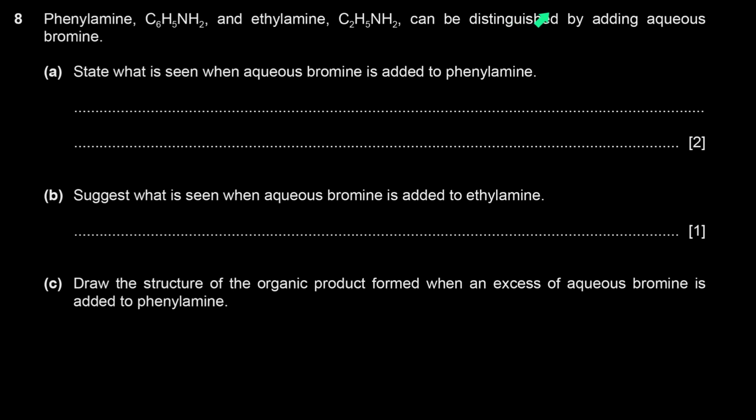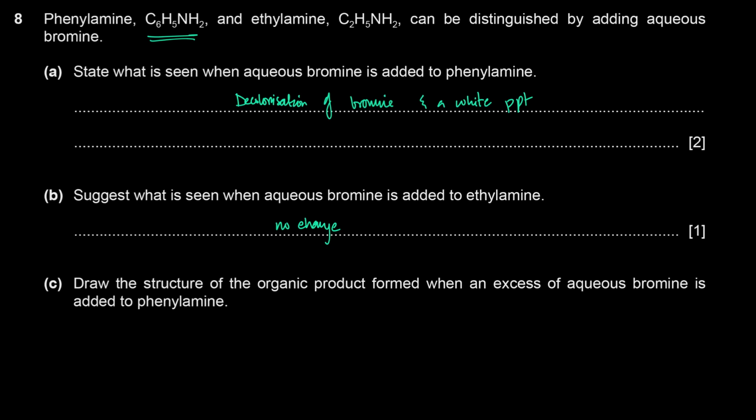Phenylamine and ethylamine can be distinguished by adding aqueous bromine. State what is seen when aqueous bromine is added to phenylamine. Now, if you guys remember, whether you have phenol or phenylamine, when you add aqueous bromine to it, what do we see? We see decolorization of the aqueous bromine, right? And we also see a white precipitate of 2,4,6-tribromo-phenylamine. Suggest what is seen when aqueous bromine is added to ethylamine, right? No change is observed, or no observation here, okay?